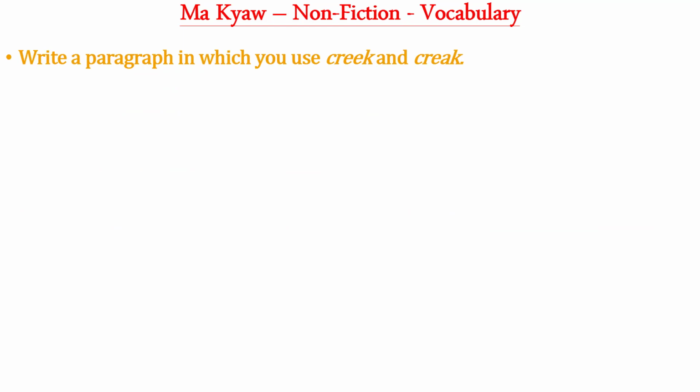So first of all, we need to see the meanings of these two words. The word creek with the spelling C-R-E-E-K means a water passway, or a small river, or maybe a canal or any other water passway. Whereas the word creak with the spelling C-R-E-A-K means a sharp sound which comes from a wooden structure when it is under load. So now we will look at the paragraph.